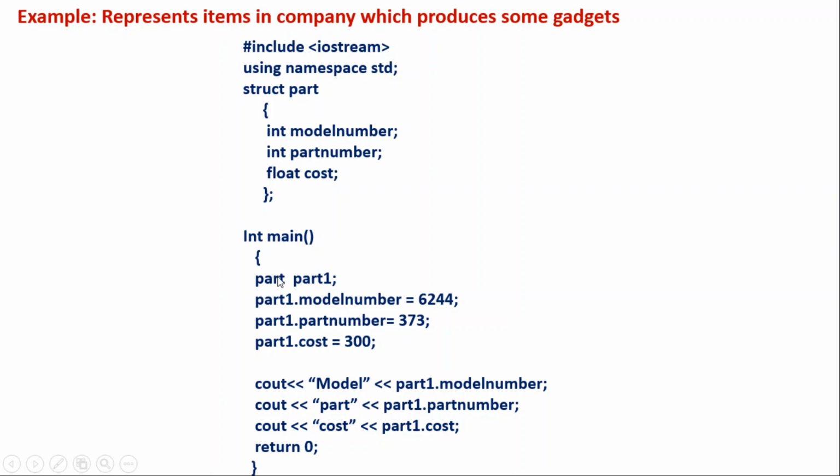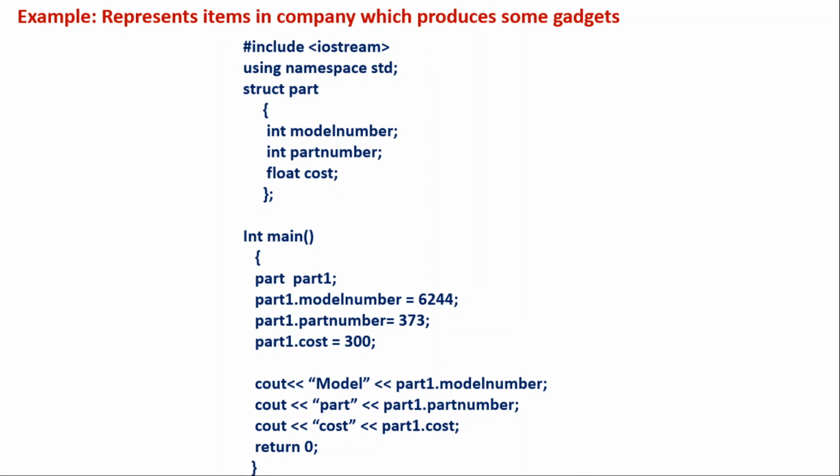And now, this is the variable under this data. Part 1 is a variable under this structure. So I first write the name of the structure, part, and then I write the variable name, which is part 1. You have to understand that part 1 is called the variable of the structure part. Remember, part 1 here is the variable of the structure part.